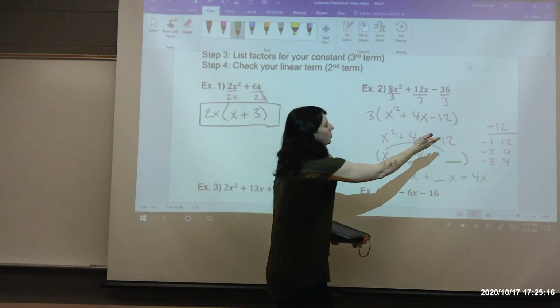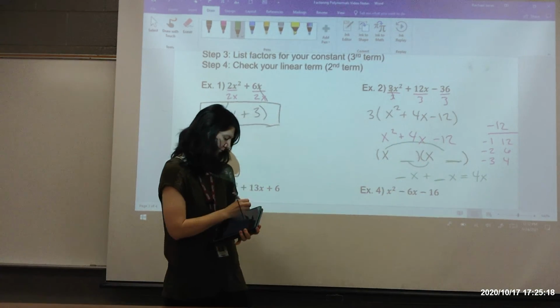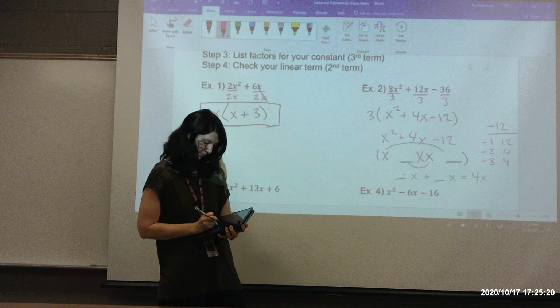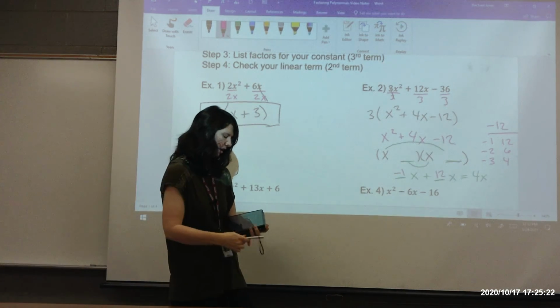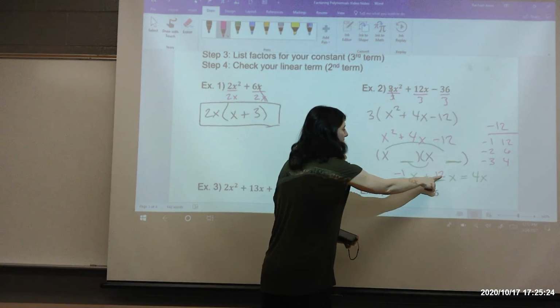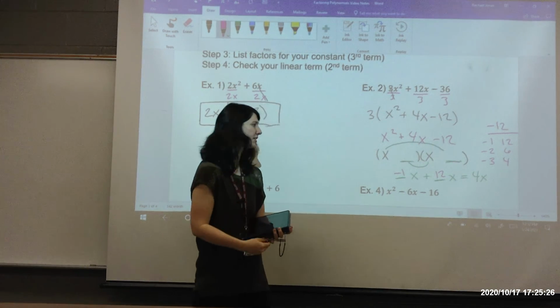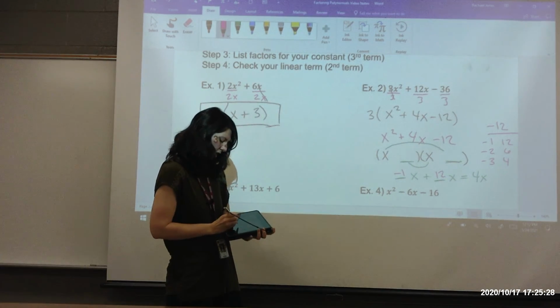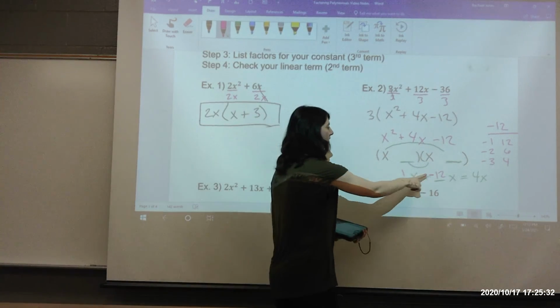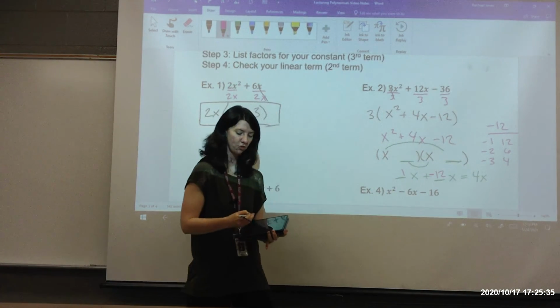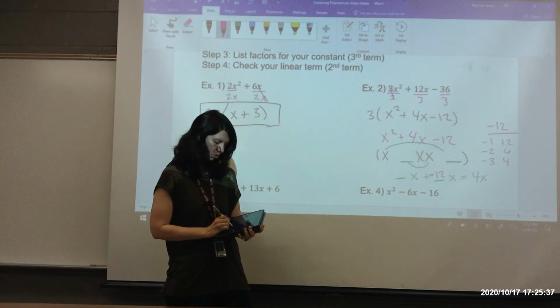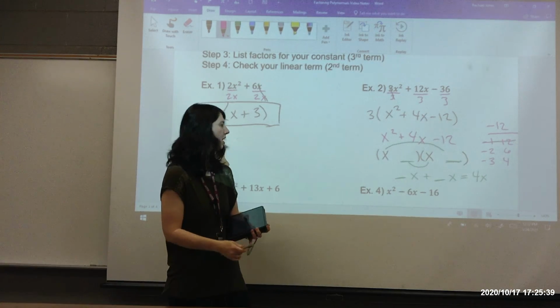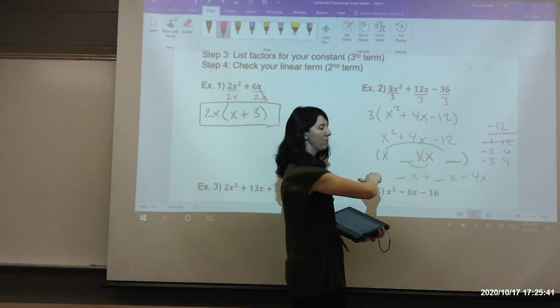So if I try this first with negative 1 and 12, I can see that negative 1x plus 12x is not 4x. Right? That's 11x. So that one doesn't work. Even if I switch the negative, right? Positive 1 and negative 12 is still not 4. So that's what you're trying to think through. You don't have to do a total guess, okay? You can look at your numbers and kind of play around with them.